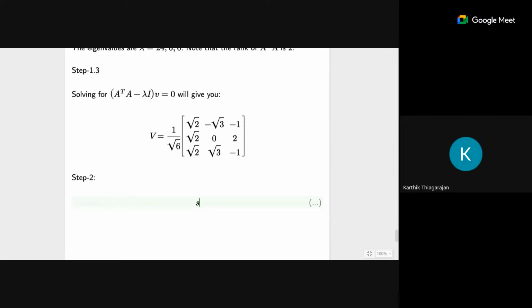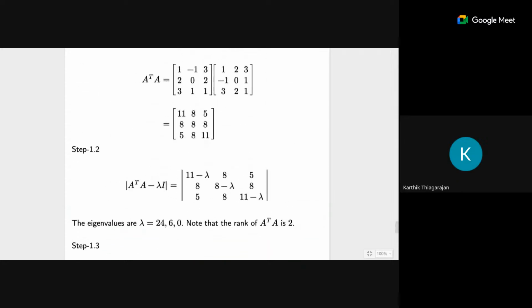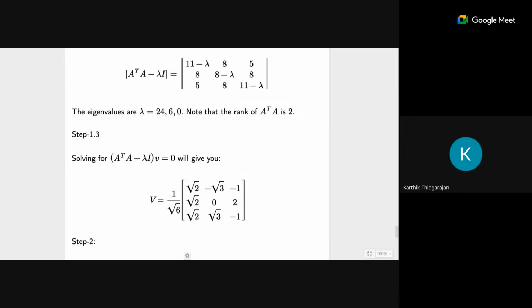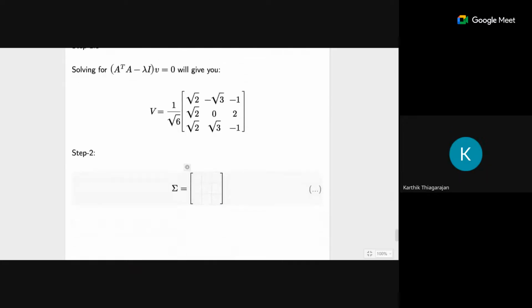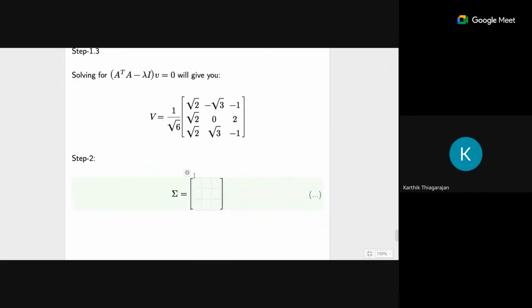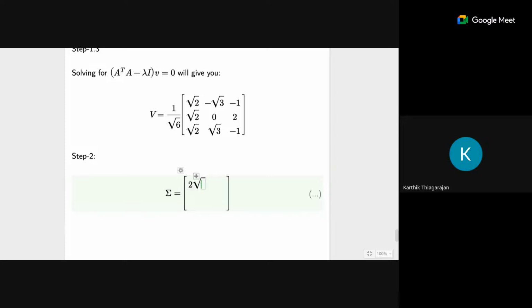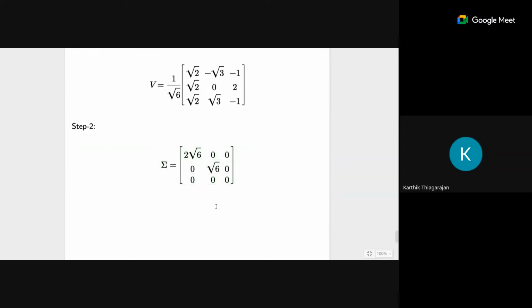So that is simple for us. This is the square root of the eigenvalues, so they are root 24. Root 24 is 2 root 6, and this one is root 6, and 0. Okay, so those are the two non-zero singular values, and step 3 is what I want to focus on.